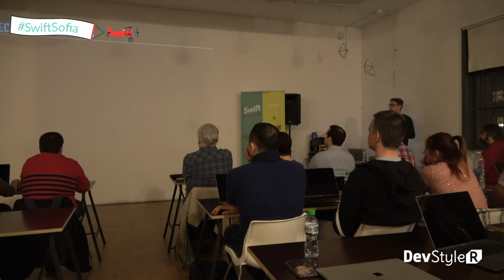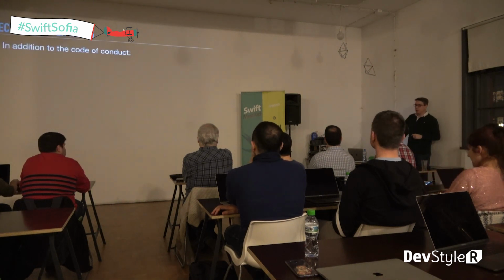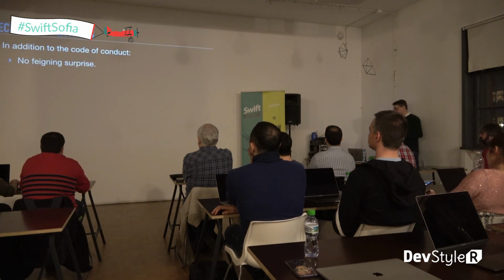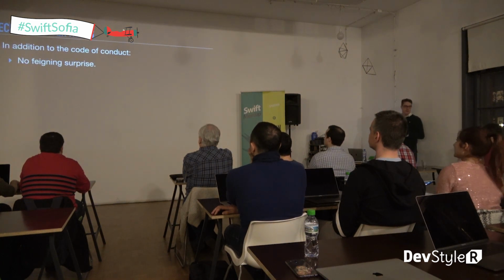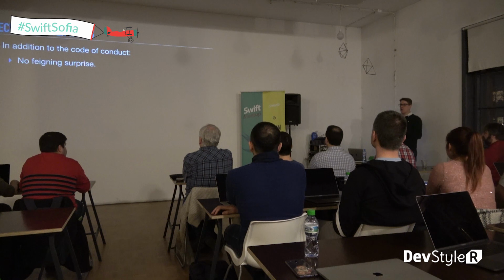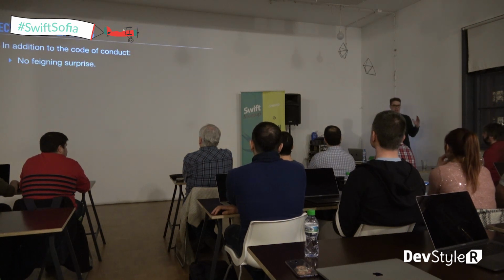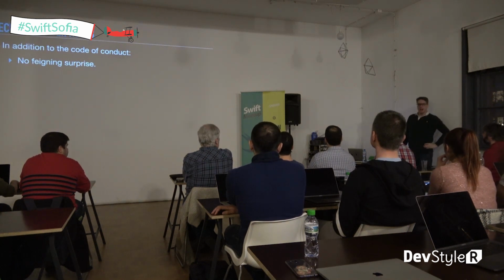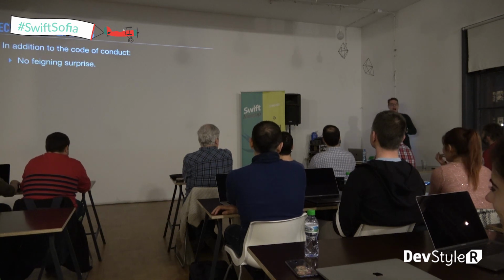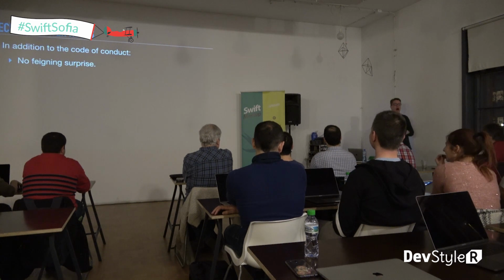And there are some bonus workshop rules, in addition to any code of conduct you normally have. First, no feigning surprise. So I say, oh, we can solve this with a closure. And the person next to you says, what's a closure? You do not say, how do you not know what closures are?